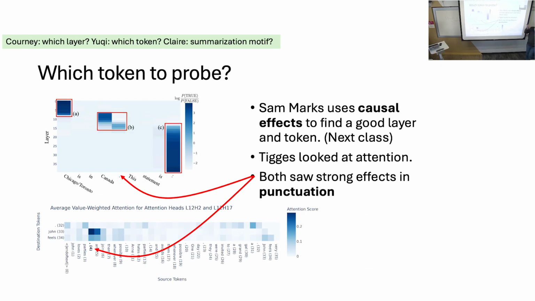So there are some other questions here. Courtney asked a question, Yuchi asked a question, Claire asked a question. Yes, so some questions related. Remind me your name, I forget who's who. Courtney here.